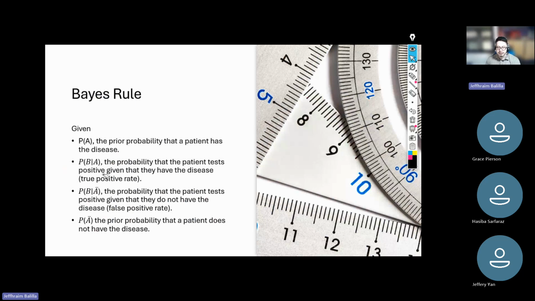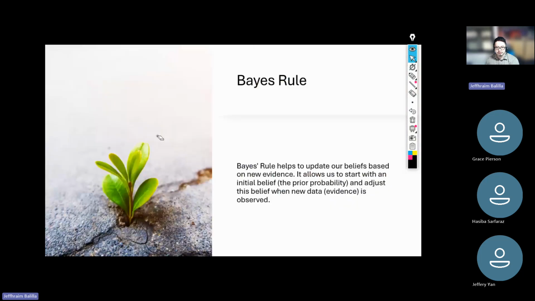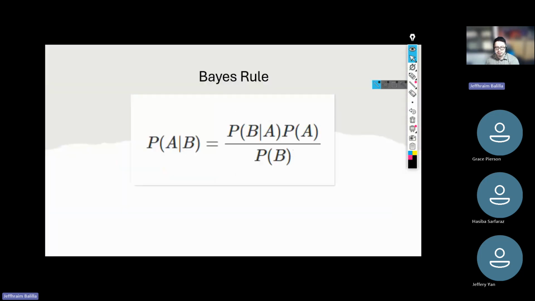We have P of B given A, the probability that the patient tests positive given that they have the disease, which is the true positivity rate. That is part of the numerator. So what's lacking is this P of B. Now that's the main challenge, okay? Because we will be applying a concept that we haven't really gone through that I will just introduce to you, which is a very monumental concept in probability. That is called the law of total probability.